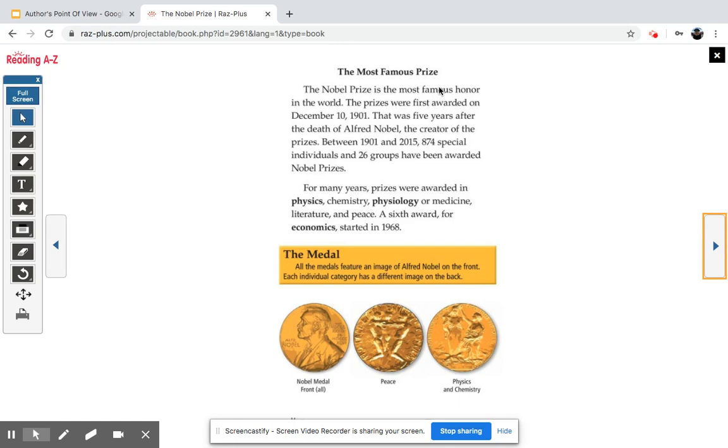The prizes were first awarded on December 10th, 1901. That was 5 years after the death of Alfred Nobel, the creator of the prizes. Between 1901 and 2015, 874 special individuals and 26 groups have been awarded Nobel Prizes. For many years, prizes were awarded in physics, chemistry, physiology or medicine, literature, and peace. A sixth award for economics started in 1968. So like I was talking about that list of words in my head, Russell is describing the prize as famous and an honor.